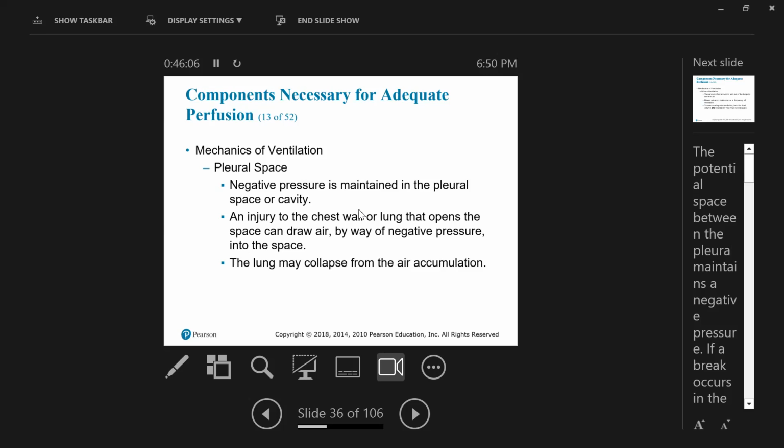Okay, pleural space, negative pressure is maintained in the pleural space cavity. An injury to the chest wall, like a stab wound or broken ribs that are open, can cause this, and the lungs may collapse from air accumulation in the cavity itself, not in the lungs, but in the cavity.